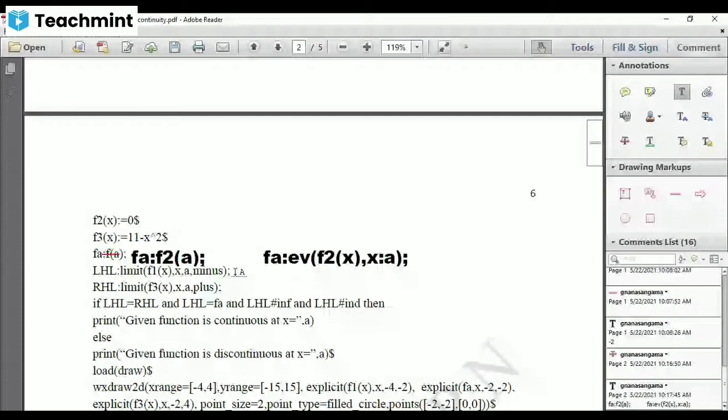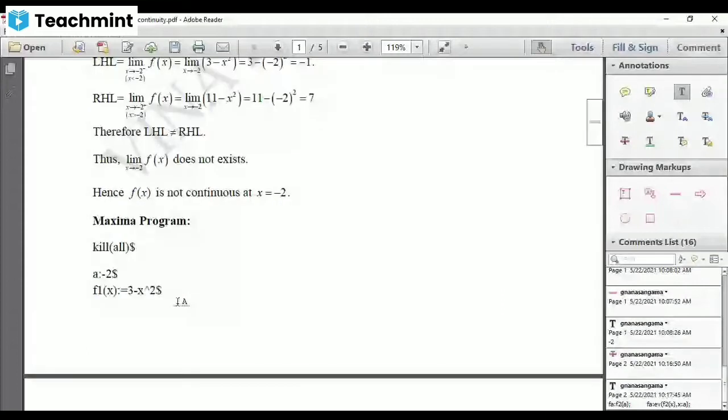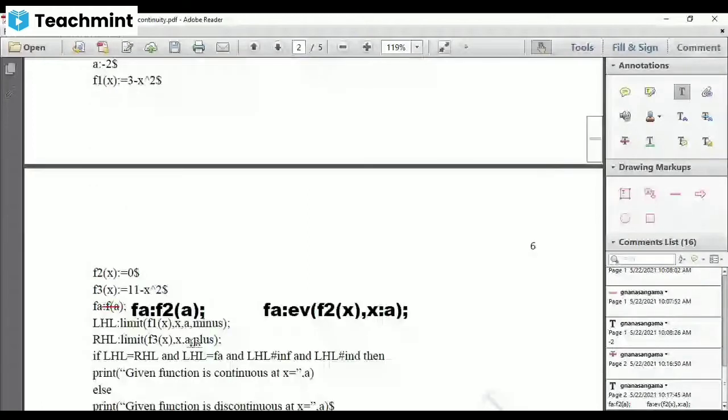Then the right-hand limit is given by RHL, assigned with a colon. It's a temporary variable, RHL; you can give any name for these. Limit of, in the case of the right-hand limit, your x is greater than -2. When x is greater than -2, it is 11 minus x square, your f of x. But that has been stored in f3 of x. So I have to take f3 of x, comma, x, comma, a, plus, with a semicolon. These things should come in simple brackets. Limit of. This gives you the left-hand limit. This gives you the right-hand limit.